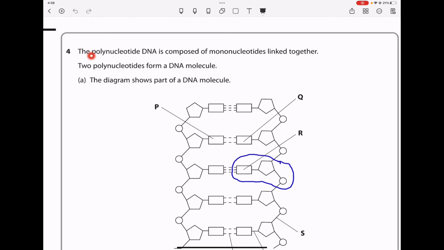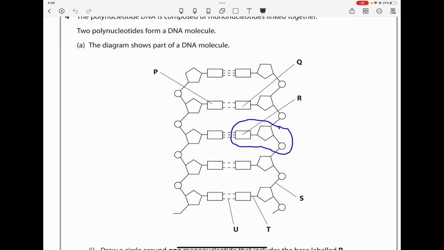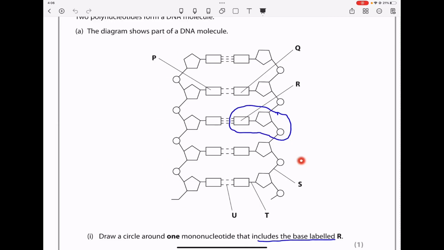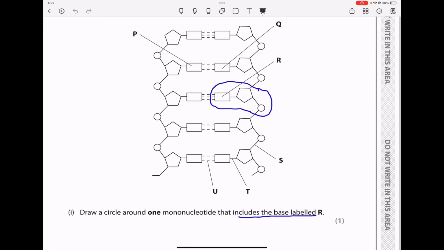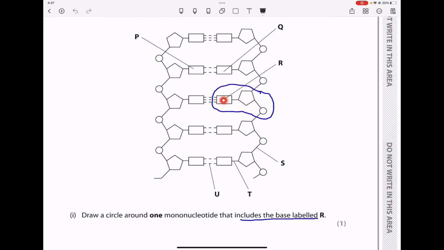Question 4. The polynucleotide DNA is composed of mononucleotides linked together. 2 polynucleotides form a DNA molecule. The diagram shows part of a DNA molecule, which is this one here. So first they say, draw a circle around one mononucleotide that includes the base labeled R. If this is the base labeled R, this is going to be the mononucleotide in which R is, because you can see that is one mononucleotide. That is going to be the next, and this is number 3. So circling this will be the correct answer.